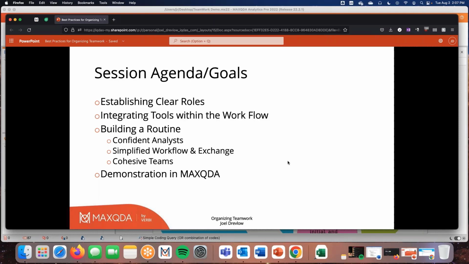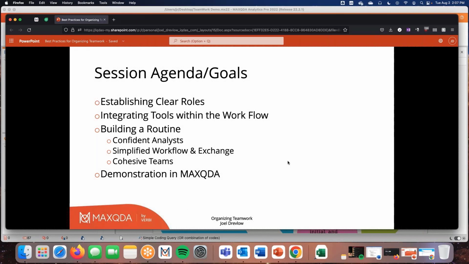Okay, so our session agenda, or our goals for today. The first thing that we're going to take a look at is, when you're doing team-based projects, how can you establish clear roles within your project, what are those roles, and how are they important to facilitating nice, clean teamwork throughout your project.